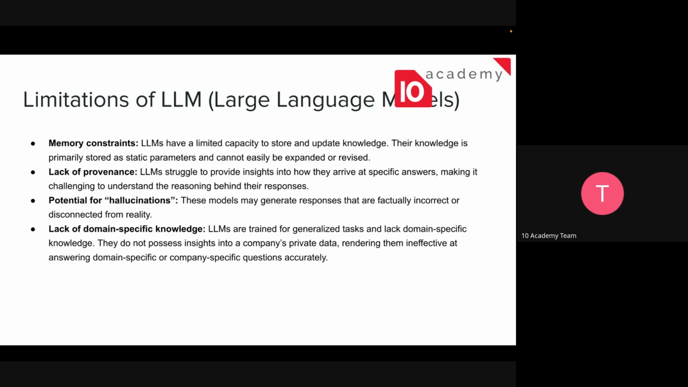Another limitation is lack of provenance. LLMs struggle to provide insight into how they arrive at a specific answer, making it challenging to understand the reasoning behind their response. Nowadays there is some thinking display of how it is fetching information. Then there is the potential for hallucination: these models may generate responses that are incorrect or disconnected from reality. One of the biggest issues in LLMs is hallucination.